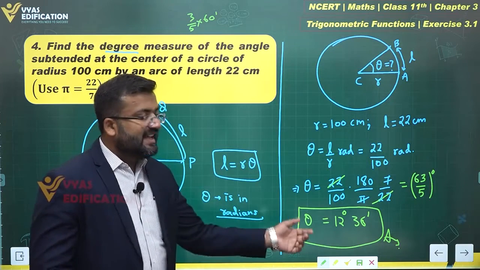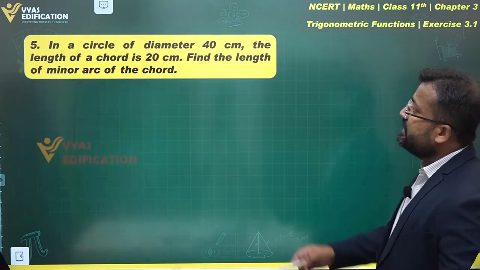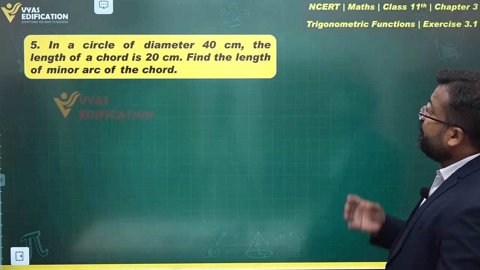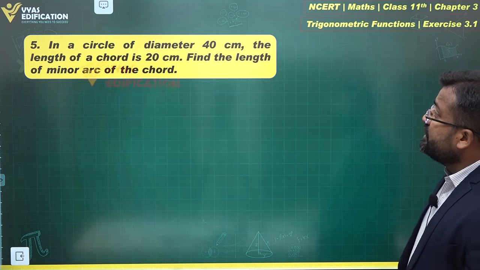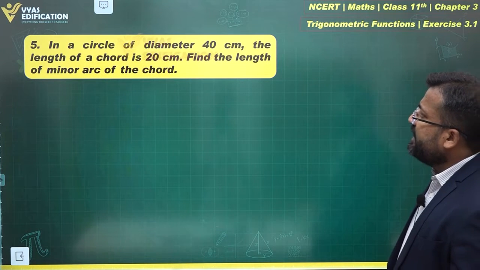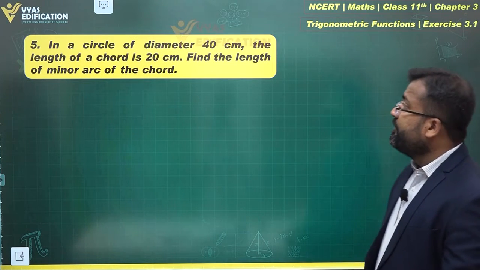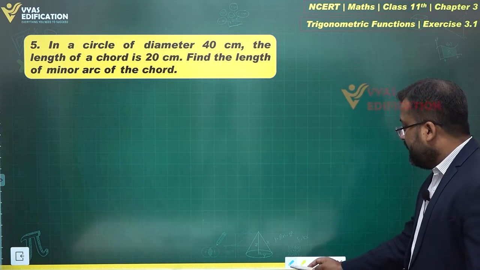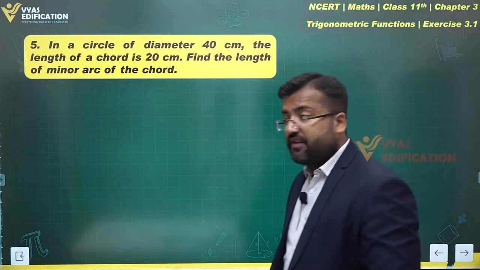Is that all? Yes. That is all for this question. What does the next question say? Let's talk about this. In a circle of diameter 40 centimeter, the length of a chord is 20 centimeter. Find the length of minor arc of the chord. Okay. Let's talk about this. First, we'll have to draw the diagram, what all is given and what all is being asked.